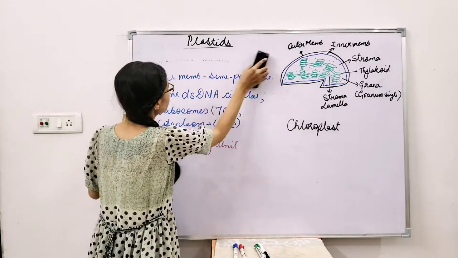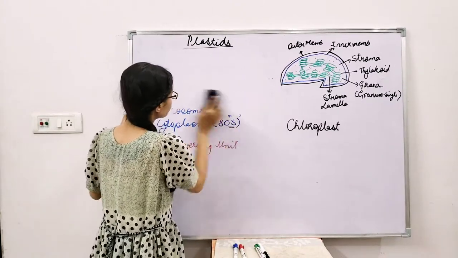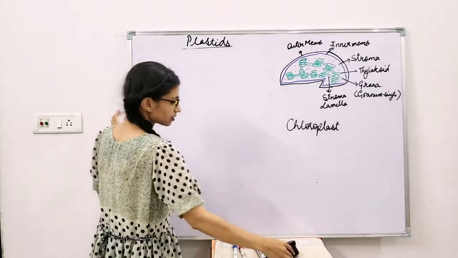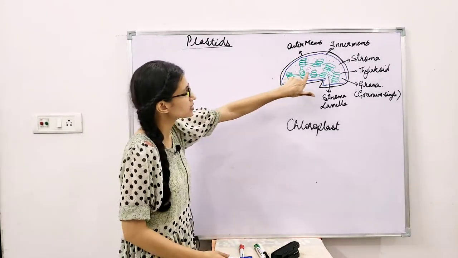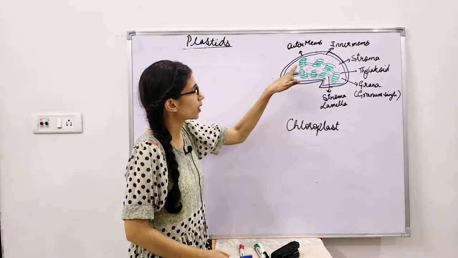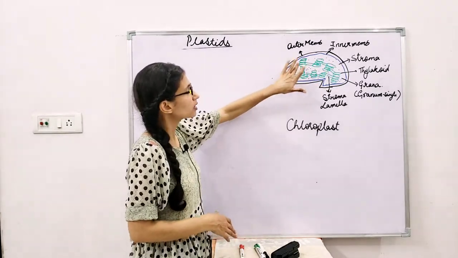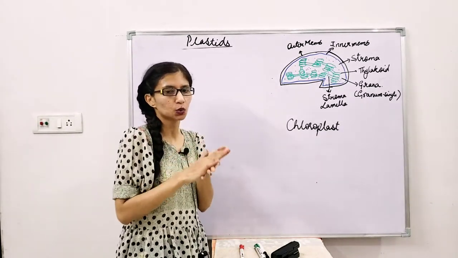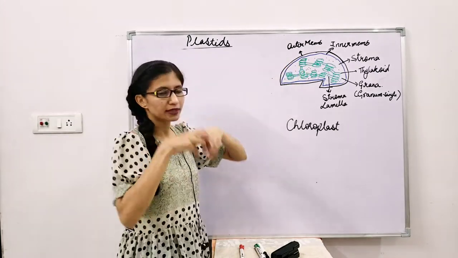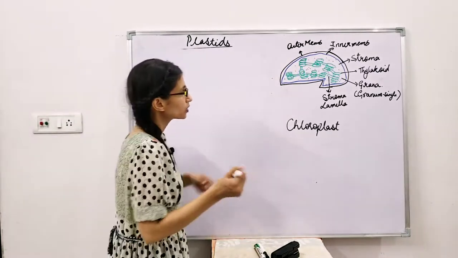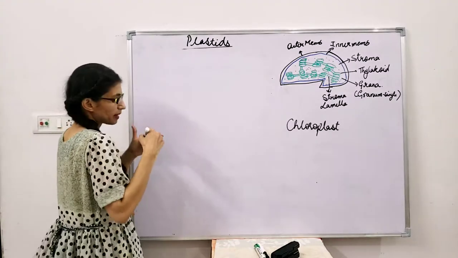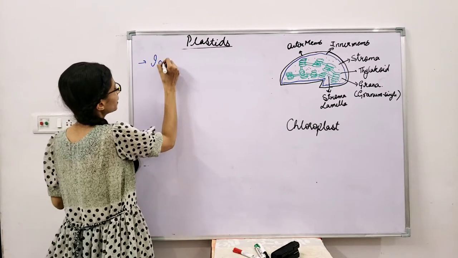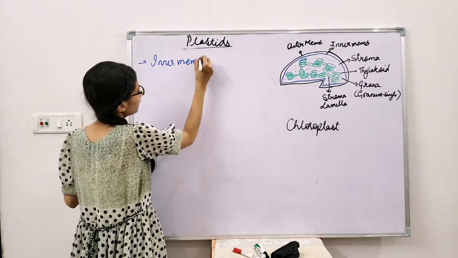Now moving ahead, we'll move inside the chloroplast and see what things it has. The red dots that I have made show the inner material, or the inner liquid, filled inside the inner membrane of the chloroplast. So what does the inner membrane contain? It has stroma.